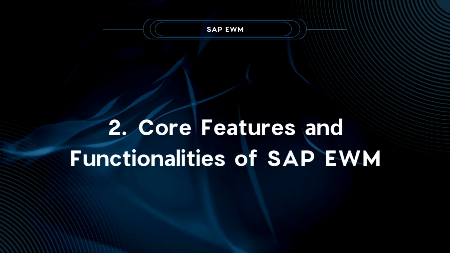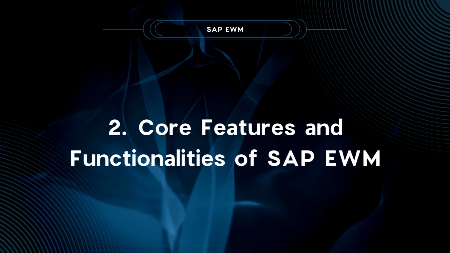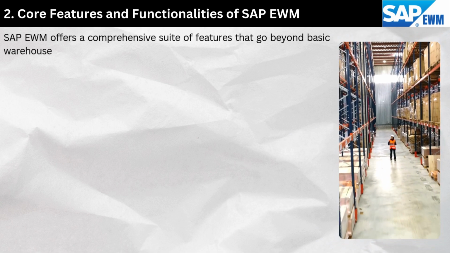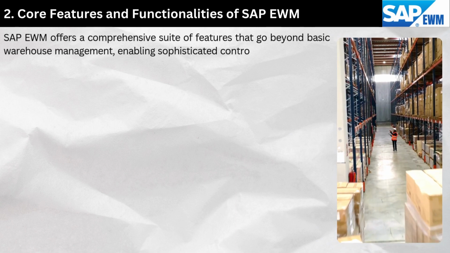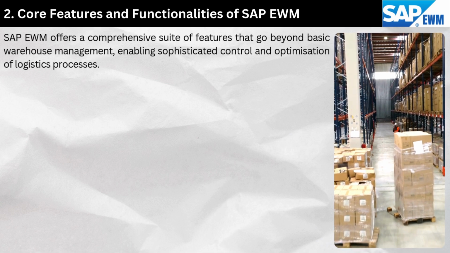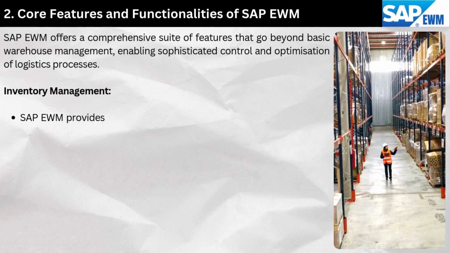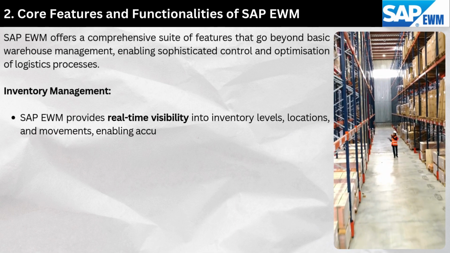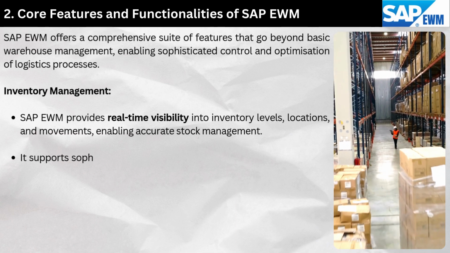2. Core features and functionalities of SAP EWM. SAP EWM offers a comprehensive suite of features that go beyond basic warehouse management, enabling sophisticated control and optimization of logistics processes. Inventory management. SAP EWM provides real-time visibility into inventory levels, locations, and movements, enabling accurate stock management.